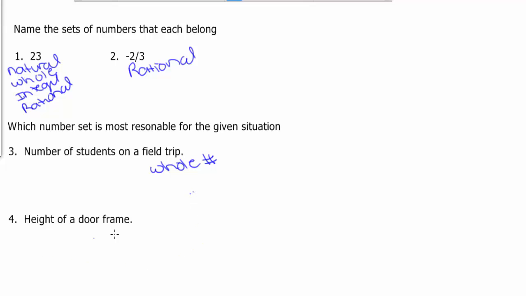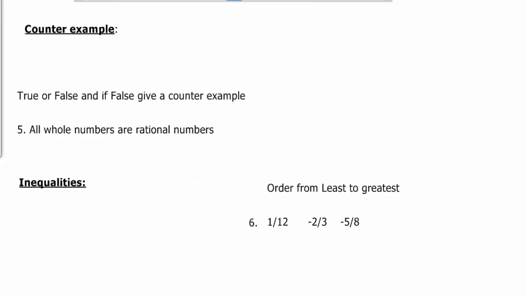Height of a door frame. So that can be in decimals, but you're not going to measure something and take it out to 1,000 decimal places. You're just going to take it to the 1/2 inch or, you know, to the 1/4 inch or something like that. So you would just say it's a rational number. Those you might have to think about a little bit, but don't overthink it.